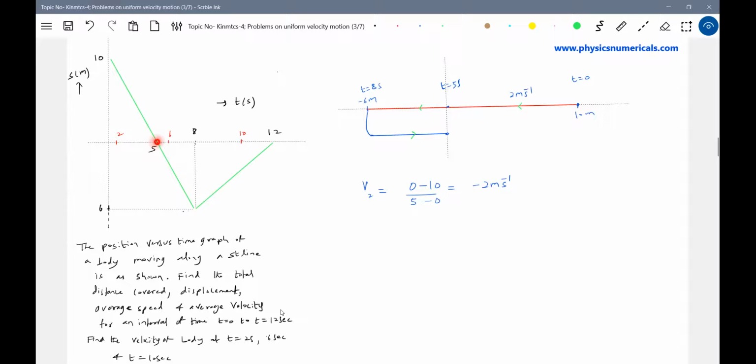Next again, 5 to 8 seconds. After 5 seconds, at 5 seconds, it will be at the origin. Then it will start moving again towards left. What is the slope of this? This we have to calculate here. So it should be equal to, just some correction is there in the graph. I'll put it. Both need not be of the same slope.